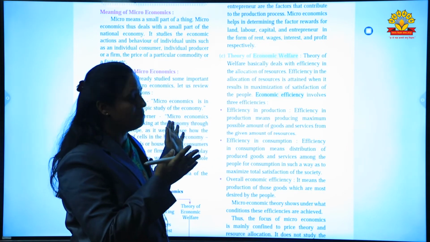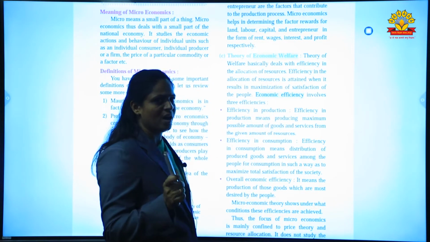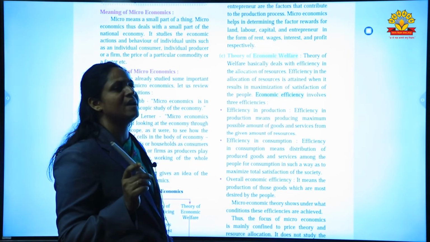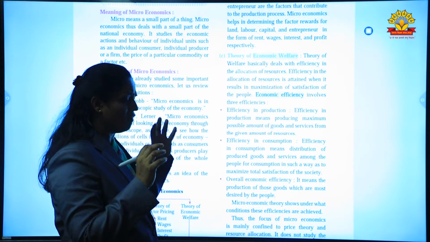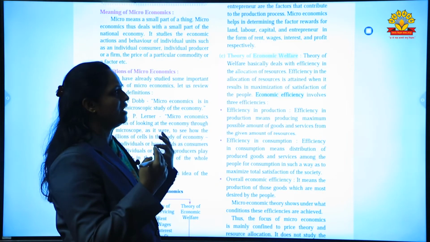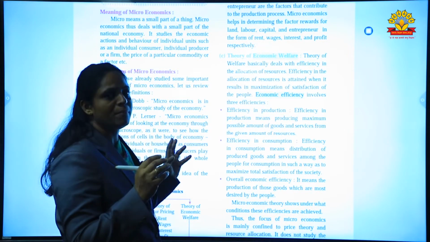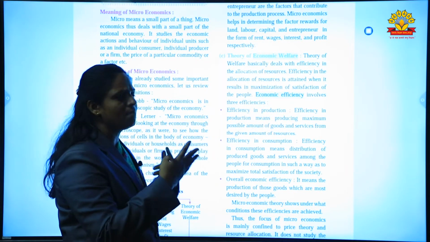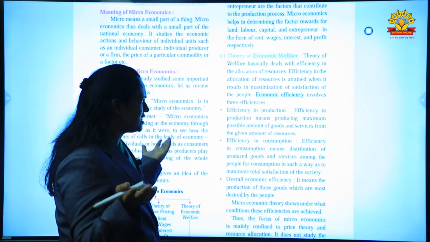Economic efficiency means whenever a producer takes a decision, whenever a consumer takes a decision, he or she, whenever taking decisions regarding production activity or consumption activity, has to take a proper decision, meaning to achieve a maximum level of satisfaction by using the resources in our organization.